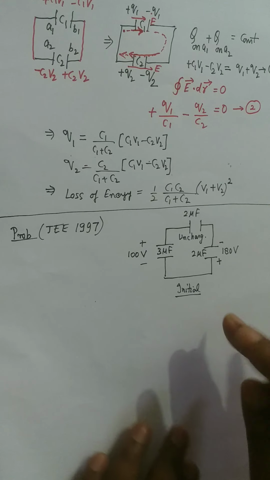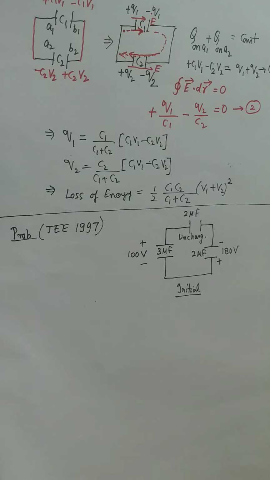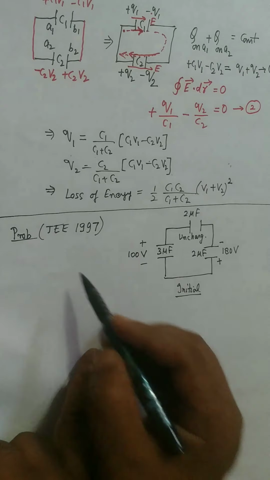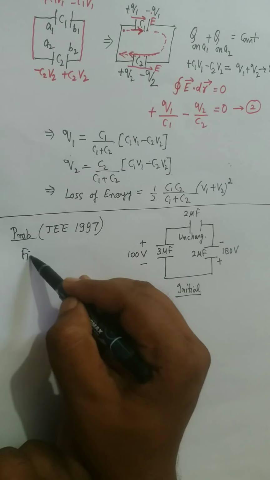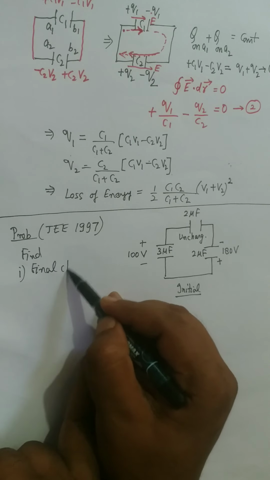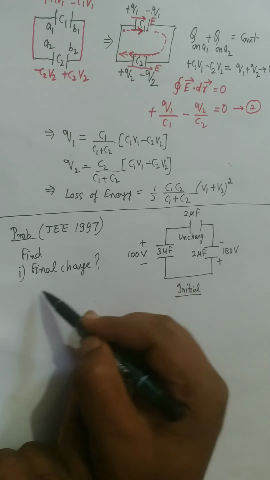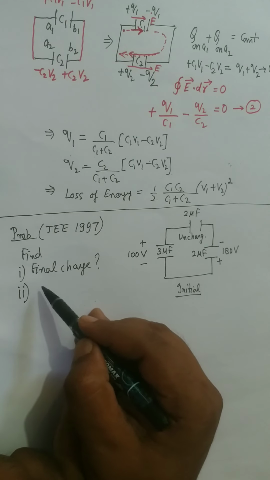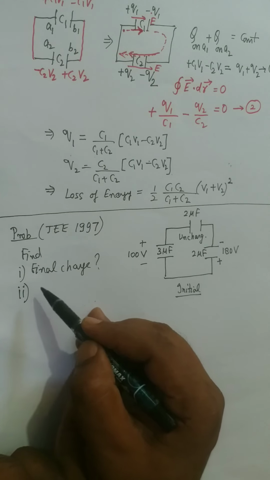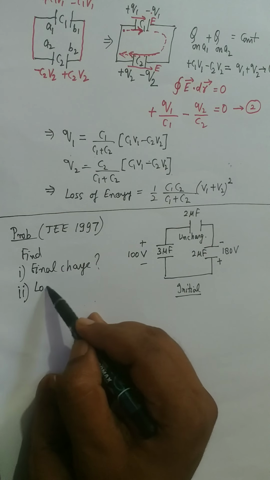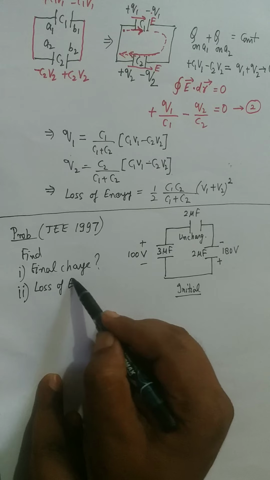In the initial moment, the 3 capacitors were arranged like this. They were connected like this, and we have to find what will be the final charge on the capacitors, and then one more part was there. What was the energy of the system before joining and what was the energy of the system after joining? In other words, we have to find the loss of energy.